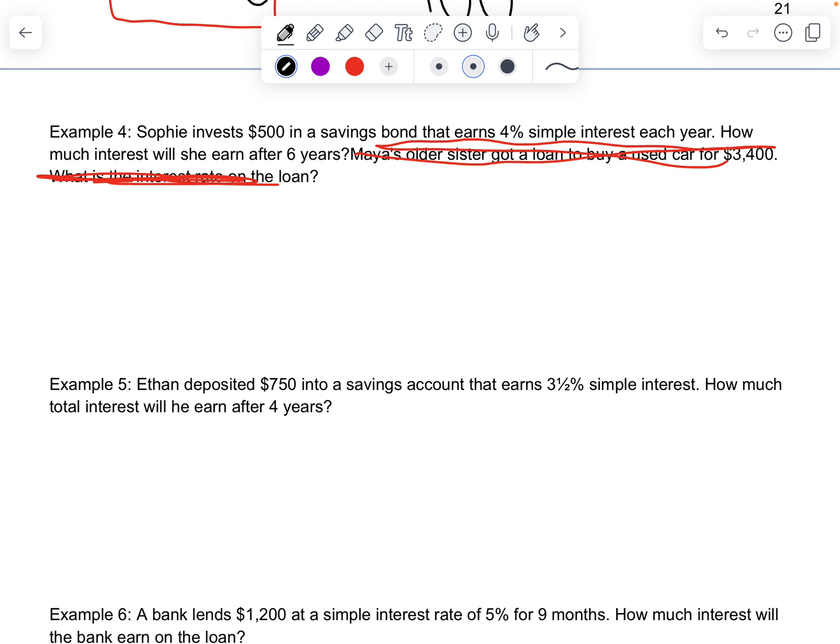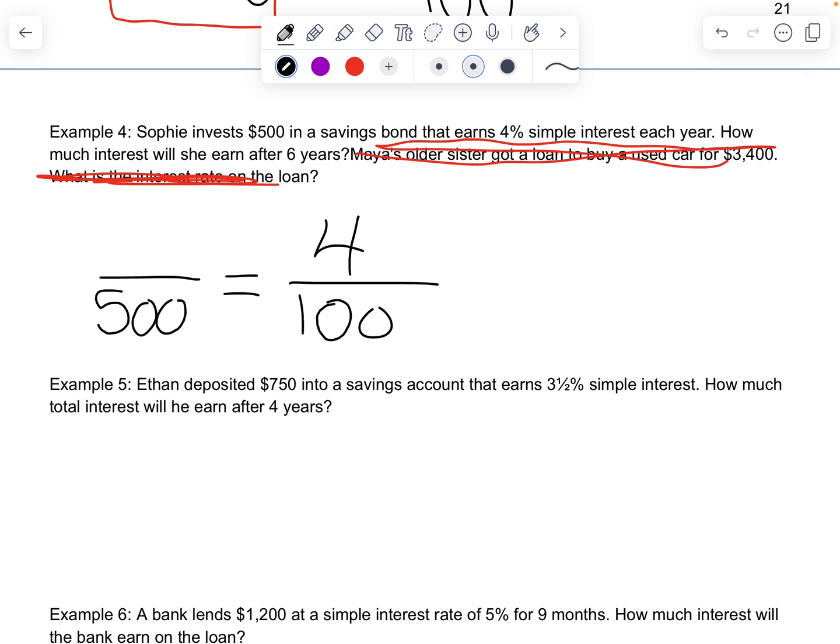So she put money into the account. She put in $500, and she gets a 4% interest rate. Now if I cross multiply here, that means that Sophie gets a free $20 every year. And if she does this for 6 years, that means that she's going to get $120.